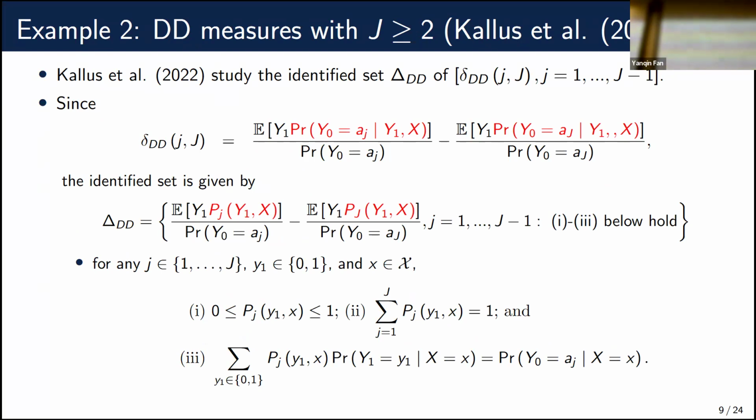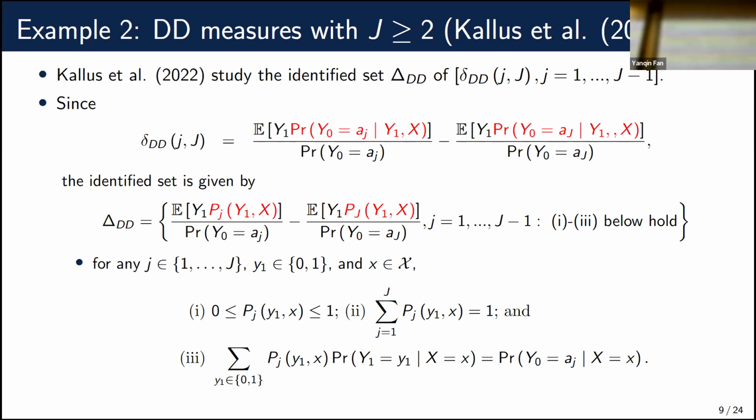So I'm going to spend some time summarizing Kallus' result, and then I'll move on to the main results in our paper. Okay, so let's look at, there are J categories. So let's look at J-1 such measures together. So this is what Kallus et al. did. The last class is fixed, and then we look at the DD measures between each of the first J-1 classes and the last class.